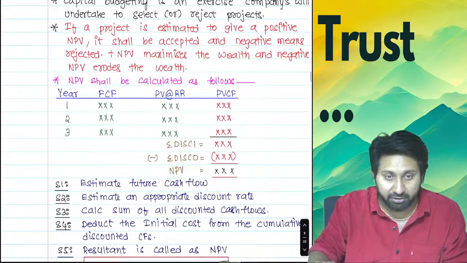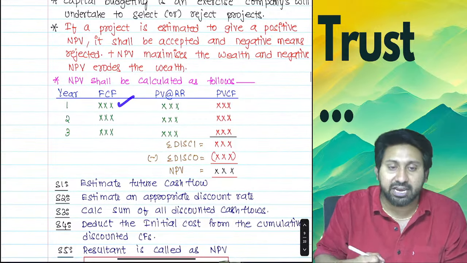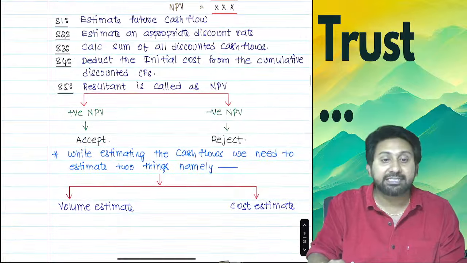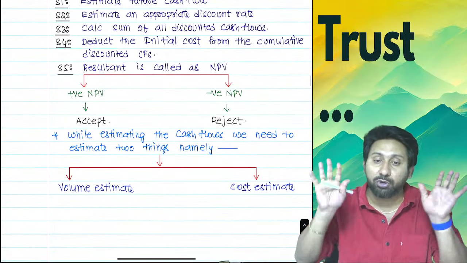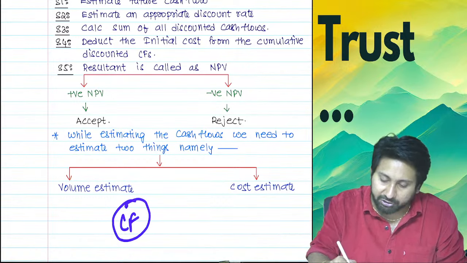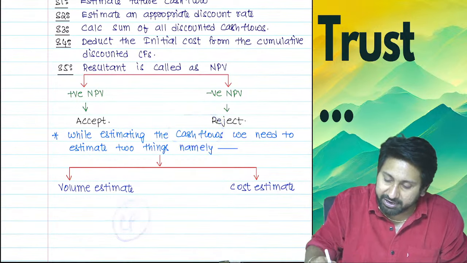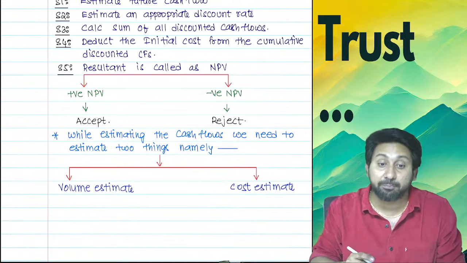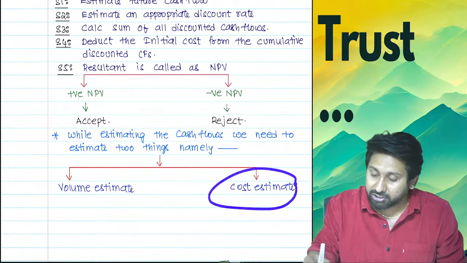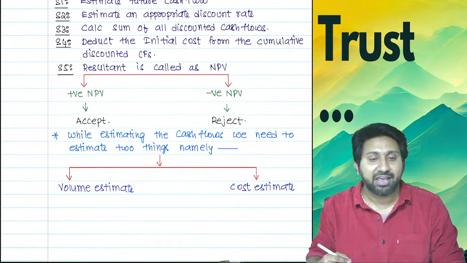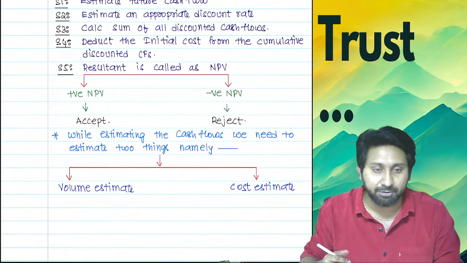But you should understand what this cash flow is: sales minus cost. Here, you are making two estimates. Your cash flow is subjected to two estimates. While estimating cash flow, we estimate two things. Volume estimate means the number of units projected to be sold. Cost estimate means at what cost we can acquire them. Are both of these guaranteed or unguaranteed? Unguaranteed only, because all are futuristic.